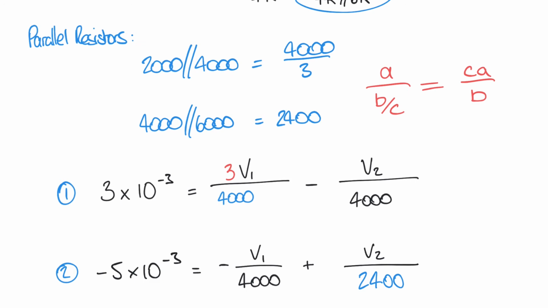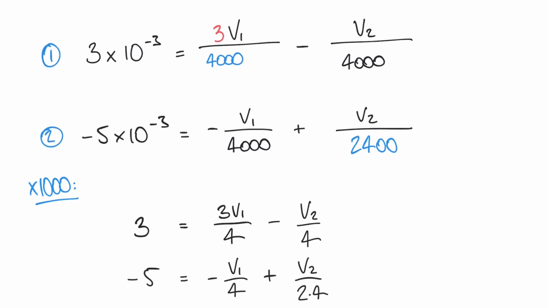Let's simplify a little bit more, because we can multiply both sides of these equations by 1000. We can multiply them by whatever we like, really, providing we do the same thing to both sides. But multiplying by 1000, we get rid of these times 10 to the minus 3 terms on the left-hand side here, and we're just left with 3 and minus 5. And you'll notice that multiplying everything else by 1000, we had 3V1 over 4000. Now it's just 3V1 over 4, and so on and so forth. Next up, let's simplify a little bit more. Hopefully you can see this first equation here now.